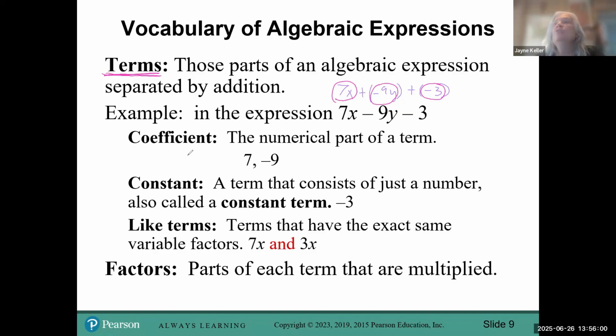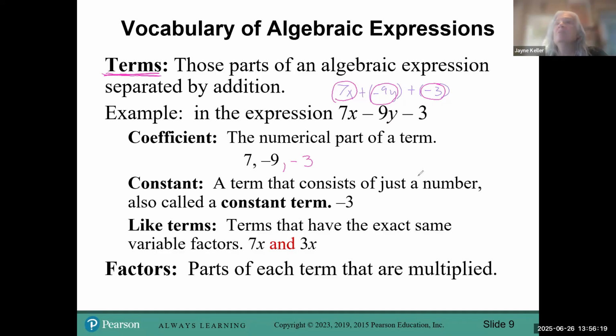The coefficient is the numerical part of the term. So in this term, the numerical part is 7. In this term, the numerical part is negative 9. And in this term, the numerical part is negative 3. So we can also say negative 3 is a coefficient.